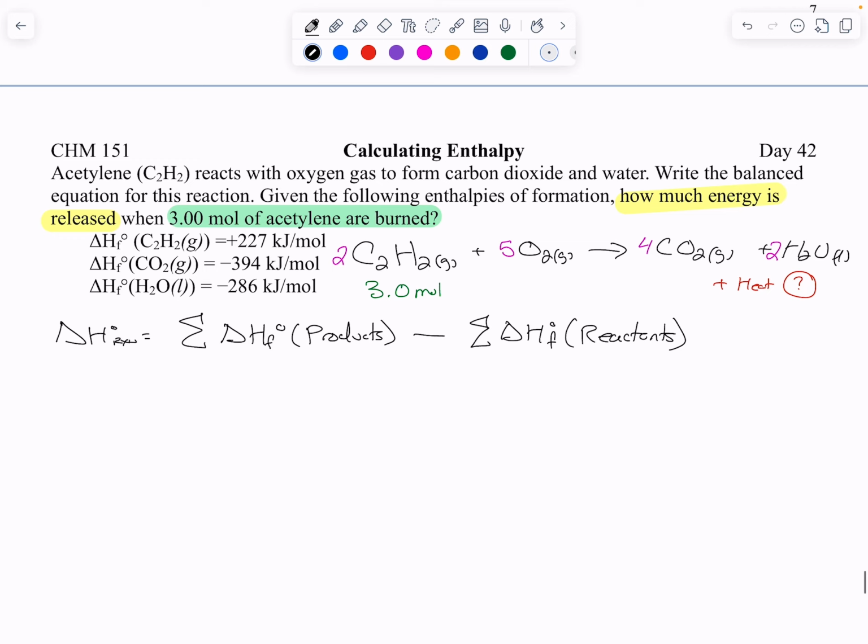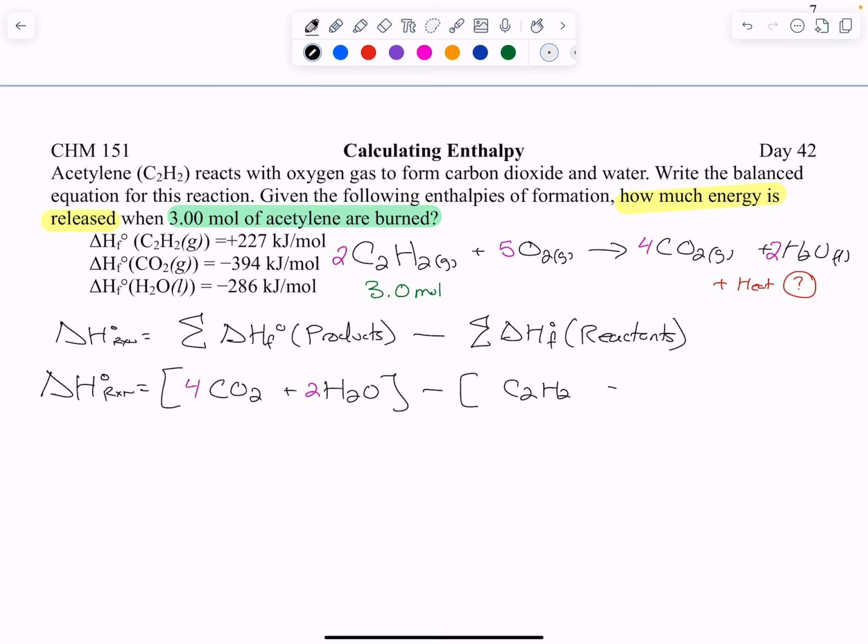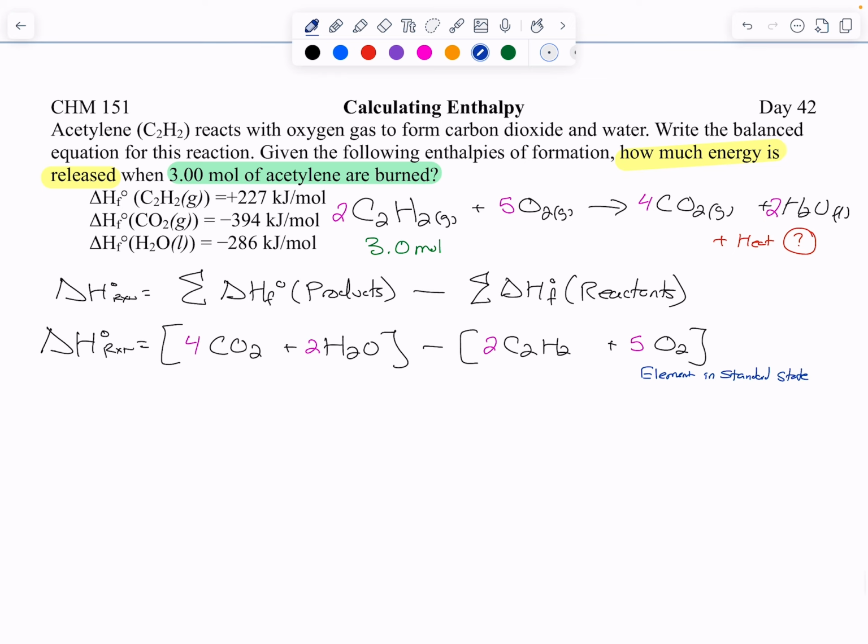All right, so delta H, we don't know. Products, CO2 and H2O, and we have 4 and 2. Reactants, C2H2 and O2, and we have 2 and 5. Now, if you notice, O2 is not listed. Why is O2 not listed? Because it's an element in its standard state. So we don't worry about that because it's 0.